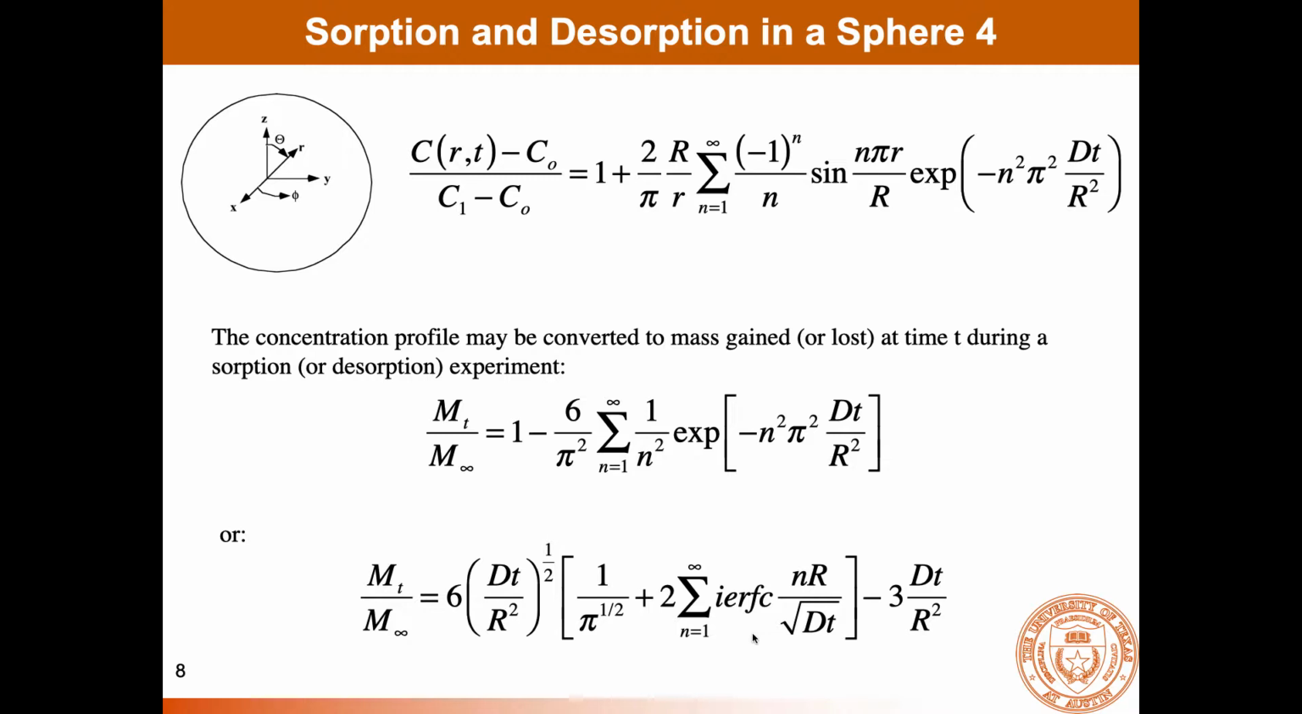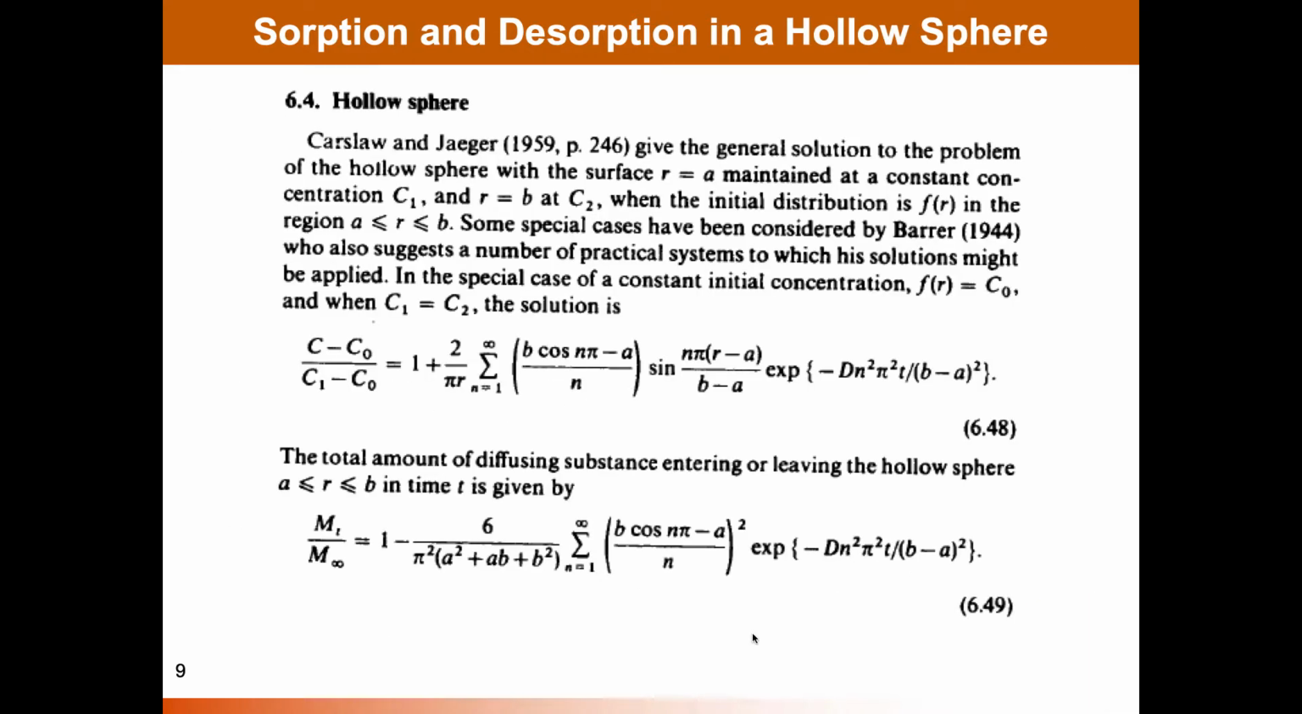And so that's true independent of geometry. And that turns out to be, again, a good rule of thumb: initially in any system, fractional mass uptake is going to go linear in the square root of time. I'm not going to belabor it.